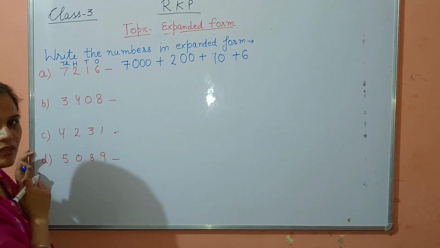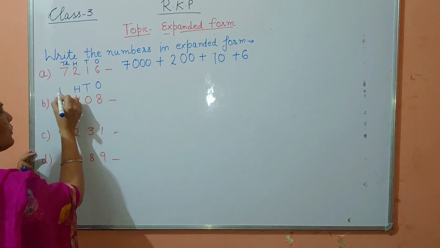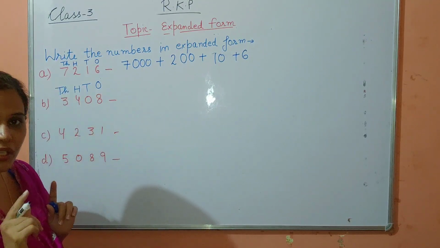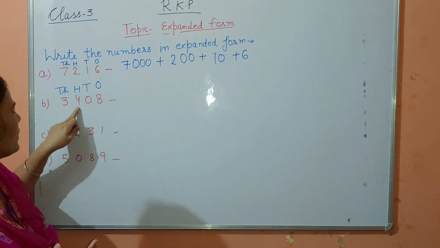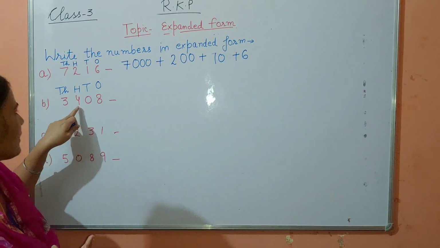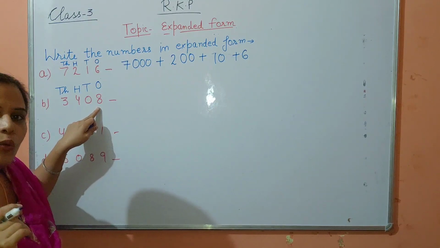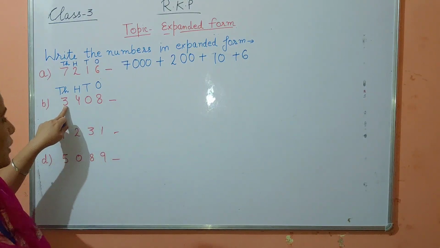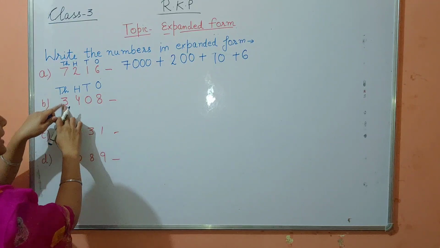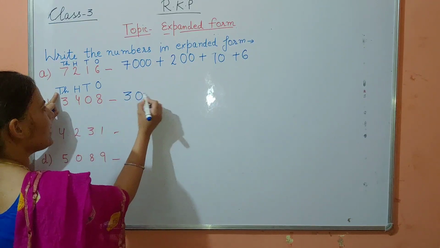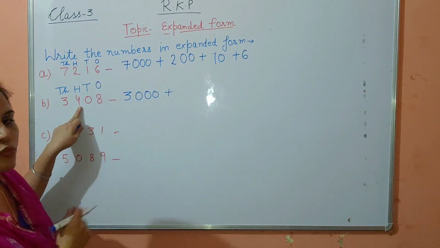First, put it in the place value chart: ones, tens, 100, 1000. You must remember, when 1000 comes, you will multiply with 1000. At the hundreds place you will multiply with 100, at the tens place you will multiply with 10, and at the ones place you will multiply with 1. Okay. Now start from the 1000 place. 3000. Put an addition sign.